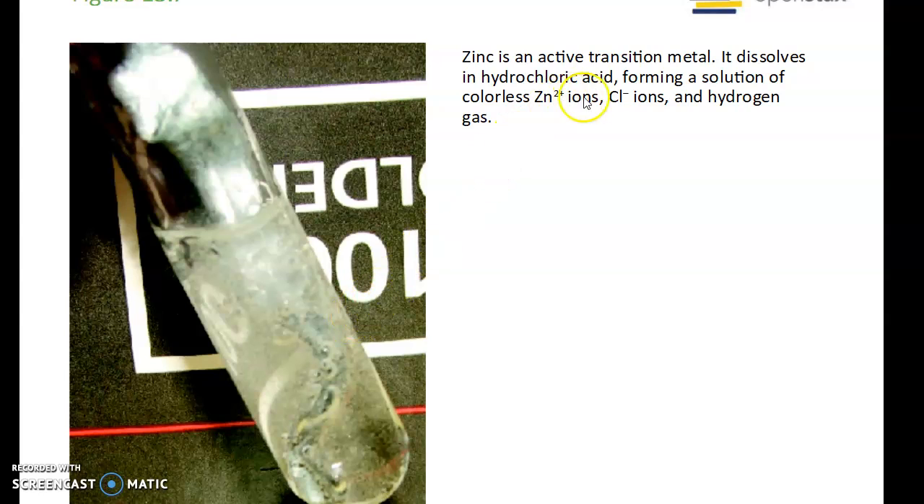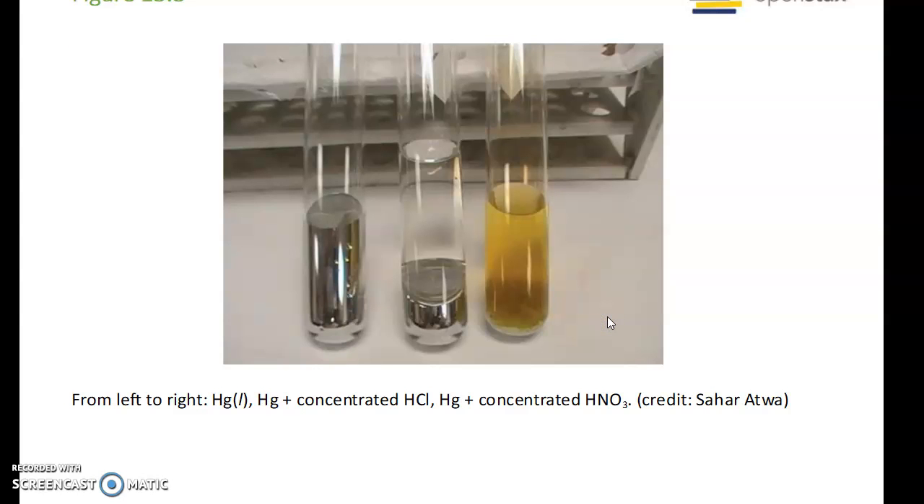Zinc is an active transition metal as well. We've already seen that when we had zinc with the hydrochloric acid, in the experiments generating hydrogen gas. Now, also here you have mercury. Mercury is a liquid under normal circumstances, and if you add HCl, hydrochloric acid, to it, it still stays as 2 separate phases. However, if you have an oxidizing agent like nitric acid present, then the mercury is going to react and form a compound.